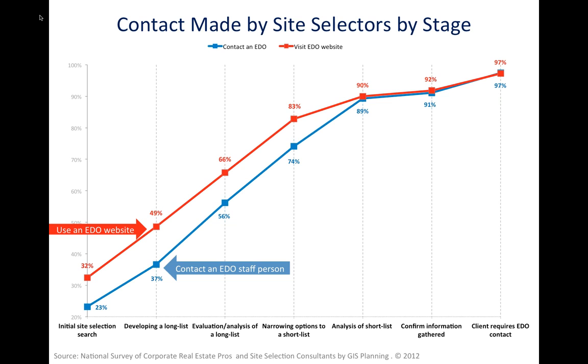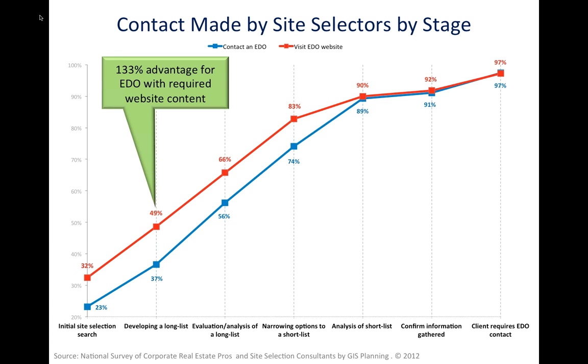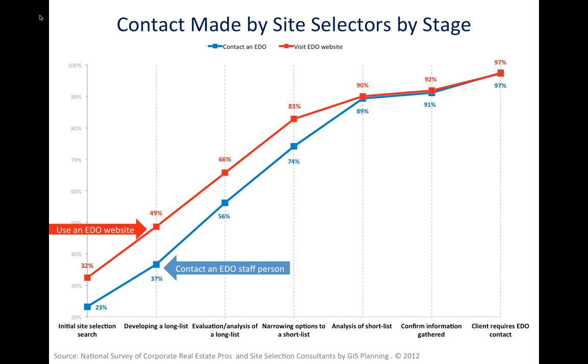You can see when they're developing a long list that providing the information that they need gives communities actually a 33% advantage for economic development organizations with the required website content. So another reason this is important is because it shows that communities are getting evaluated and eliminated before they even knew they were being considered. So having the right information on your website can create a better opportunity to make the long list or the short list.